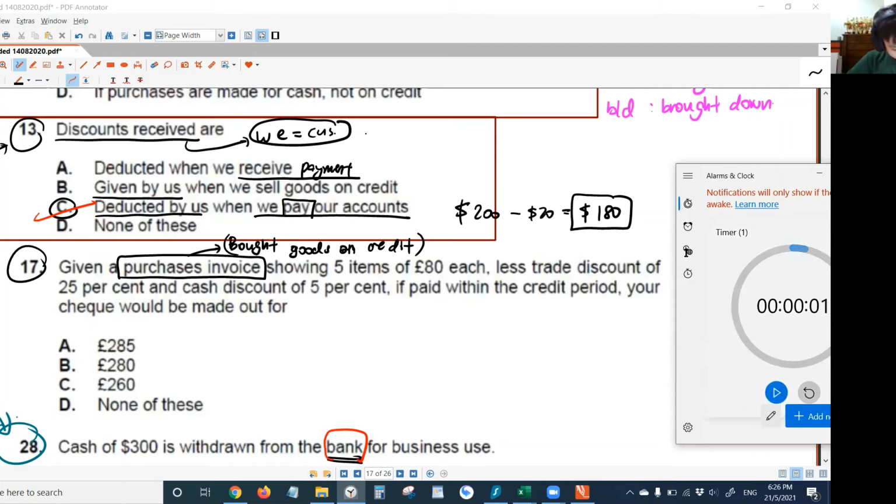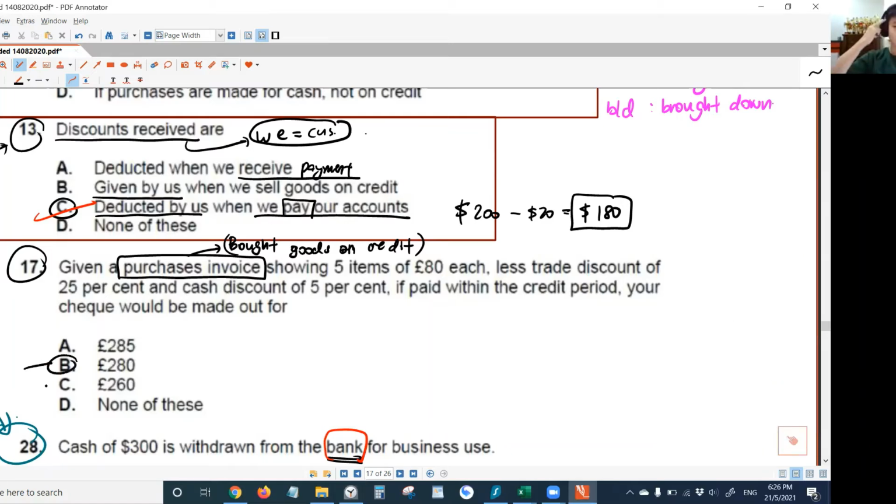Okay, time's up. What is your choice? Answer is not B. Okay. So it's asking you your check will be made out for. It means how much will be written on the check. How much will be written on the check?